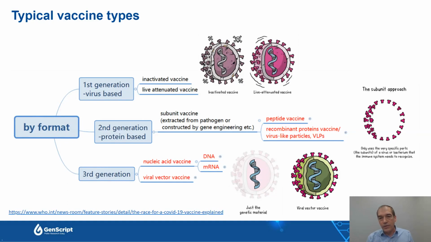And then the third generation vaccine is mostly nucleic acid based. So these are the newest vaccines. We saw the COVID-related vaccines, where most of them that came out first were nucleic acid based. So they would be DNA, mRNA, or nucleic acid packaged in a viral vector.